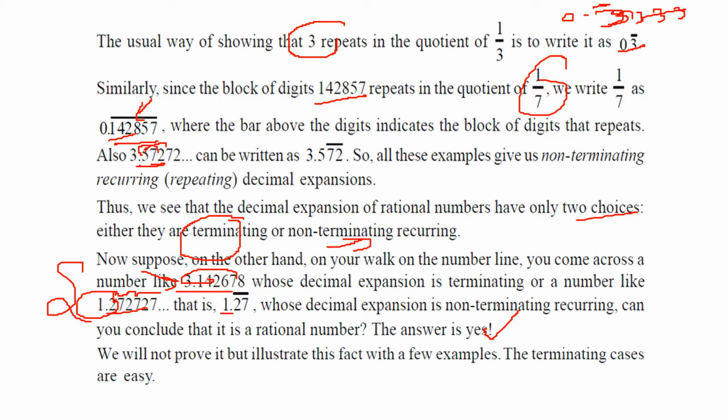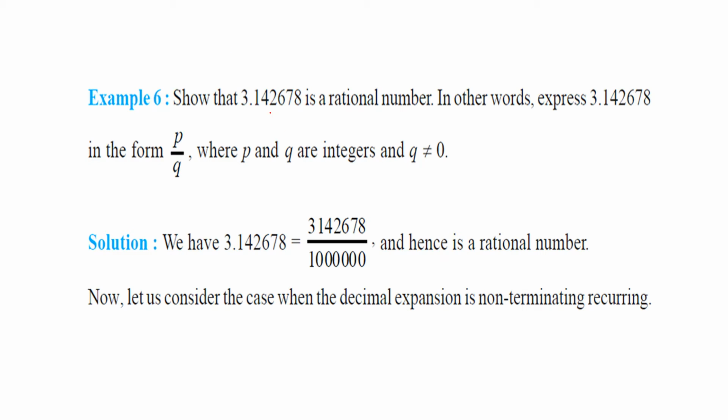Yes. The answer is yes. If something terminates like this, it is a rational number. If something repeats, because 1 by 7 is a rational number, 1 by 3 is a rational number, right? So these are rational numbers. We have to show that 3.14268 is a rational number, that is, in the form of p by q. I take this as divided by 1 followed by zeros, that is 3.14268 over 100000, because this decimal has 1, 2, 3, 4, 5 places. This is a rational number. It can be represented in p by q form.